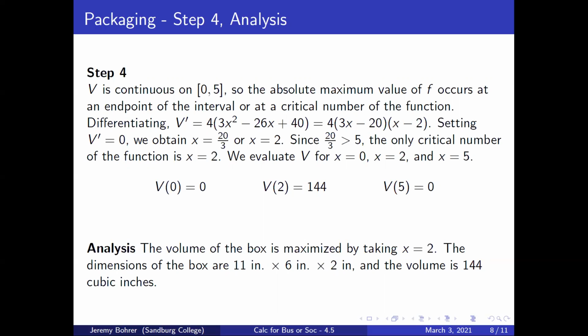We evaluate v for x equals 0, x equals 2, and x equals 5. V of 0 equals 0, v of 2 equals 144, and v of 5 equals 0. The volume of the box is maximized by taking x equals 2. The dimensions of the box are 11 inches by 6 inches by 2 inches, and the volume is 144 cubic inches.